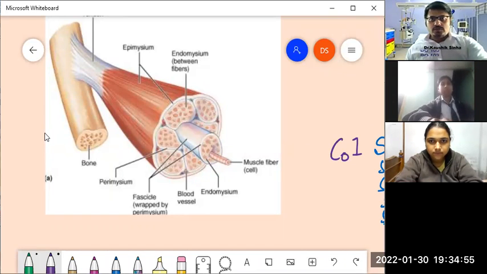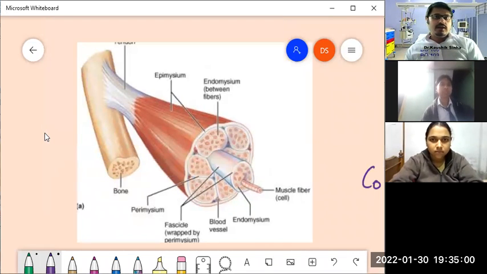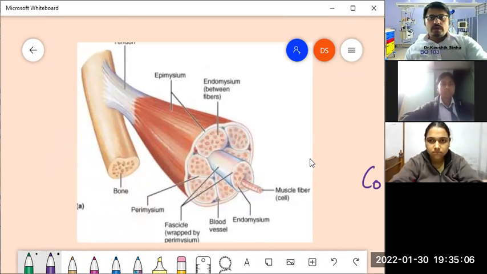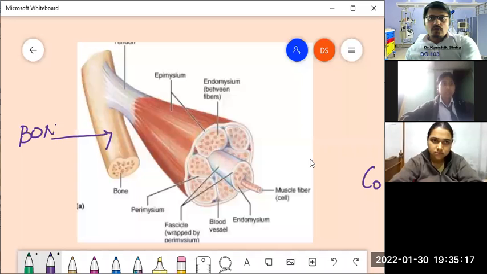Okay. So on the board, what we are seeing is basically first the whole muscle, the macroscopic view of the whole muscle. And in this macroscopic view, we can see three principal structures of the arrangement of the musculoskeletal system. What are those three principal structures? This one is the bone. Okay, so it is labeled here.